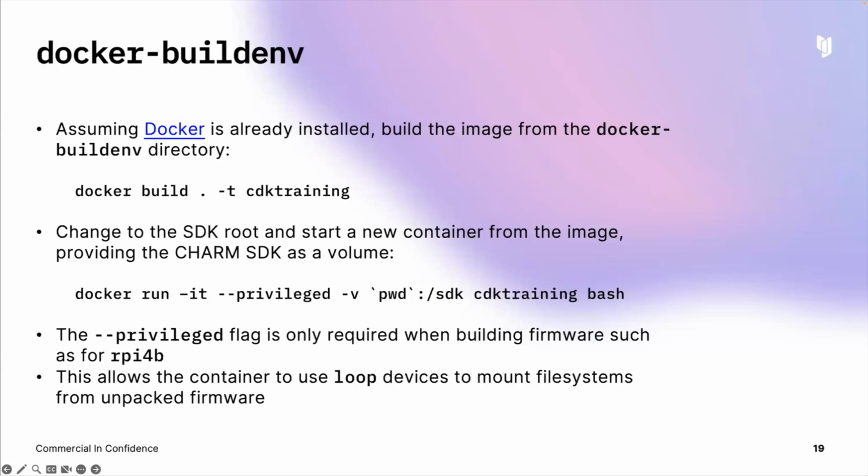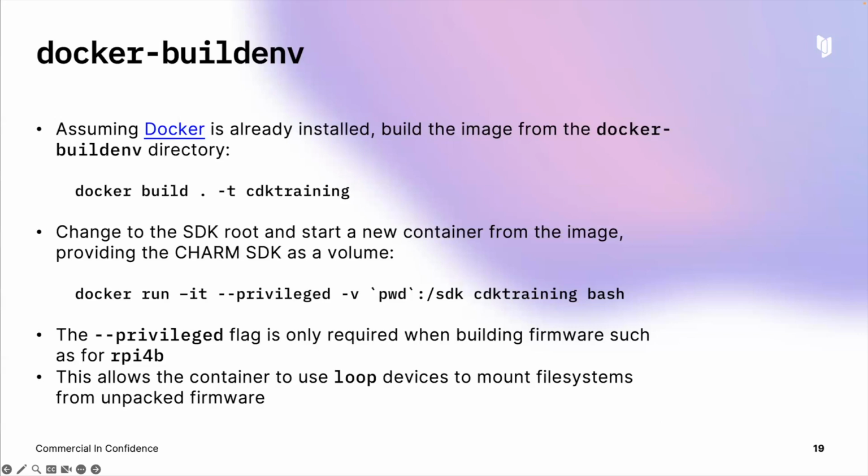Inside the SDK bundle delivered with the full training, there is a directory called Docker build-env. This contains a Docker file for the standard CHARM SDK build environment. In particular, the cross compilers needed to write CHARM code. Assuming Docker is installed, you simply build the image from within this directory and name it CDK training. And then once it's built, you run a new container from the root of the handouts directory and change to the /SDK directory.